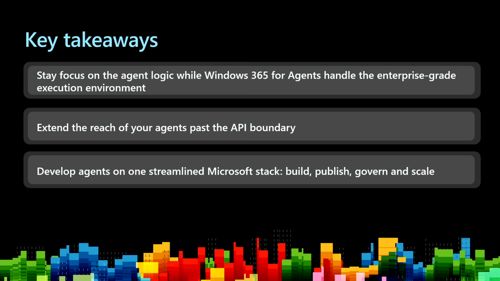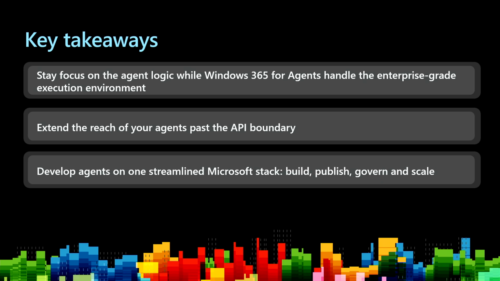So let's bring it all together. 3 things to take away. First, stay focused on agentic logic. Windows 365 for agents handles the execution environment underneath, so your time goes into what makes your agent valuable. Second, extend the reach of your agents past the API boundary. A lot of enterprise work still happens in line of business applications that fall outside of modernization efforts. With a Cloud PC, your agent can operate them in the current state.